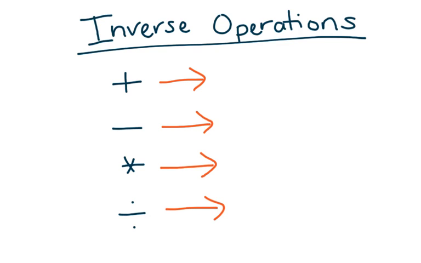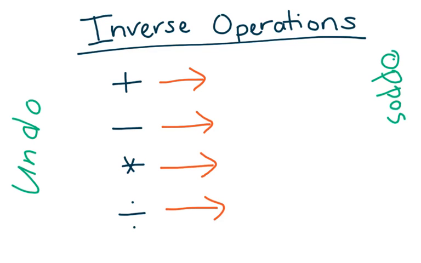Next piece, though, we need to talk about inverse operations. These are operations that undo each other. Some people think of them as a lot like opposites, but I prefer undo. So let's talk about inverse operations. The inverse operation for addition is subtraction. The inverse operation for subtraction is addition. The inverse operation for multiplication is division, and the inverse operation for division is multiplication. It's very simple and easy to remember.